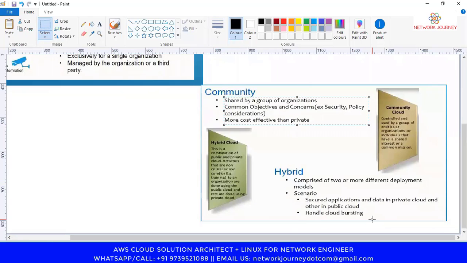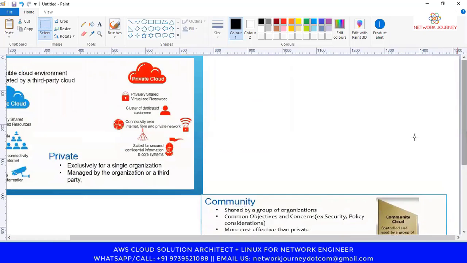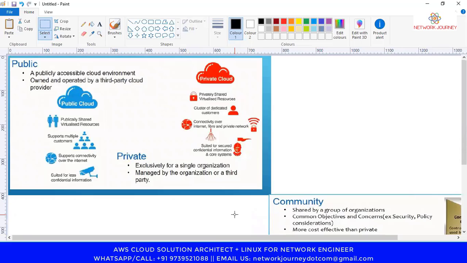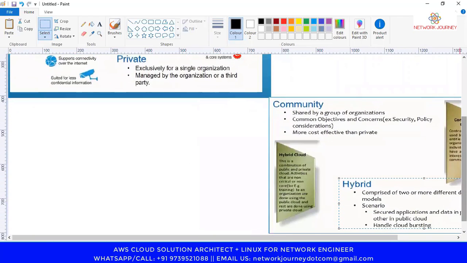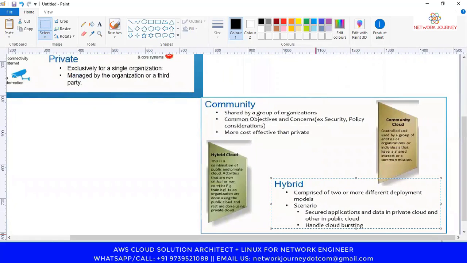Finally, we have hybrid cloud. What is meant by hybrid cloud? Hybrid cloud is, friends, a combination of both public cloud and private cloud. Some areas I need to have on a public cloud, some areas on a private cloud. By the combination of public and private cloud, we select hybrid cloud. For example, if I have more confidential data, I can have a private cloud. Non-confidential resources I can keep on a public cloud. This is also for cost effectiveness.